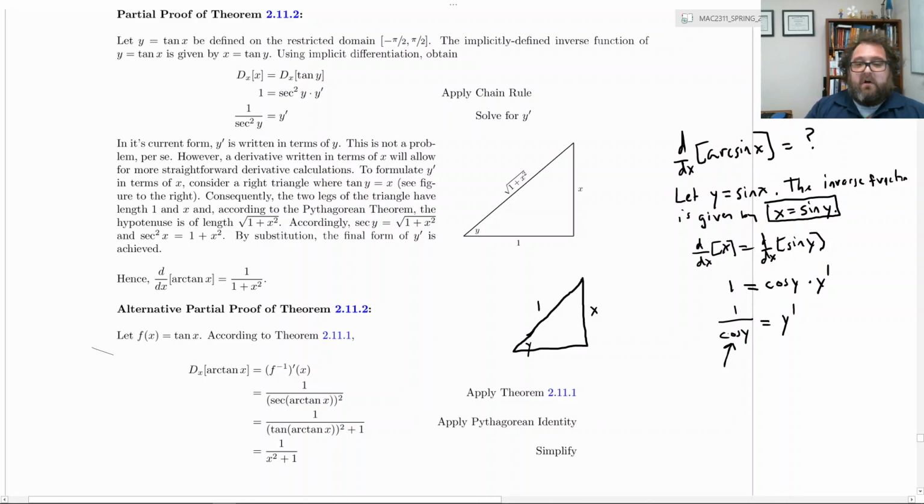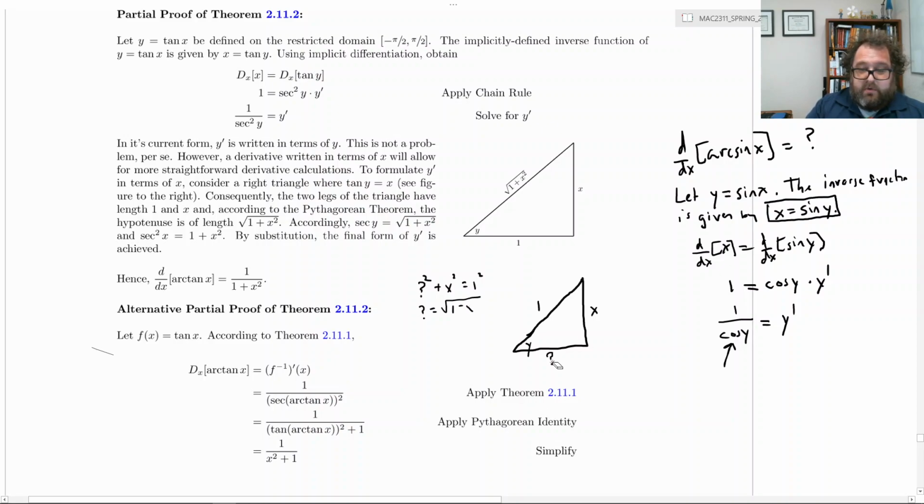Now notice, for my purposes down here, I need to figure out what cosine of y is. The cosine involves this other side over here, the adjacent side of y. So according to the Pythagorean theorem, what is this side? We'll call it question mark. Question mark squared plus x squared equals 1 squared. So question mark is going to be equal to the square root of 1 minus x squared.